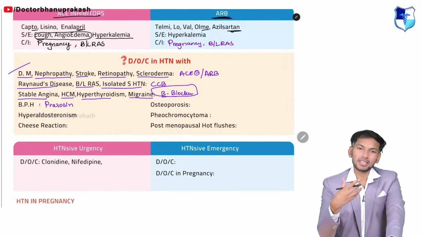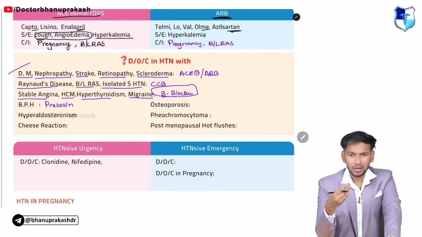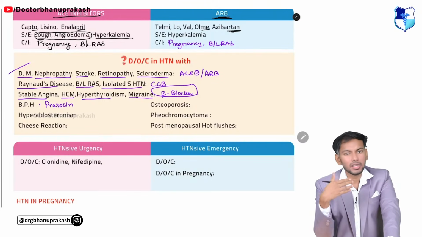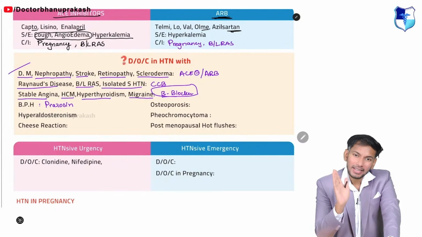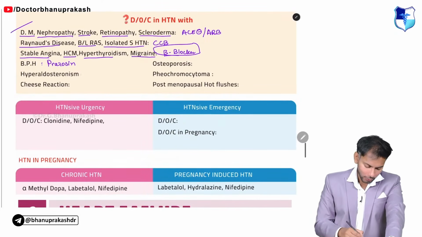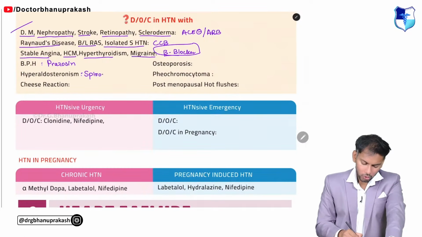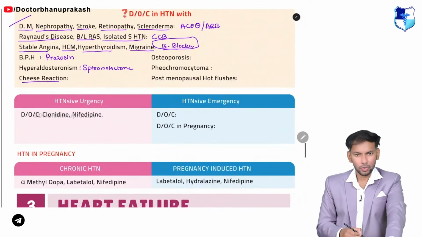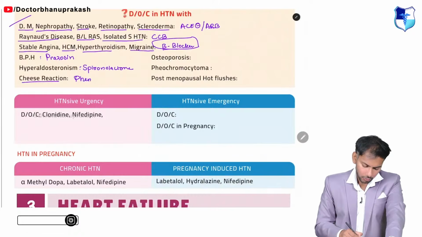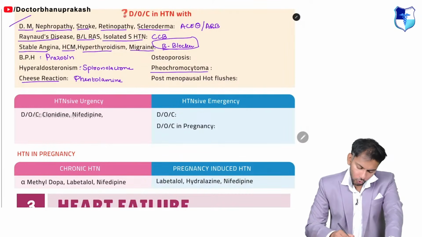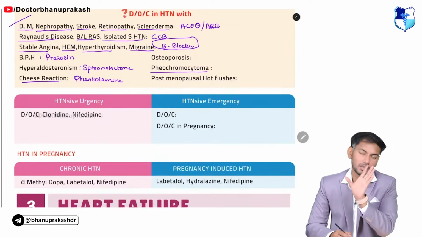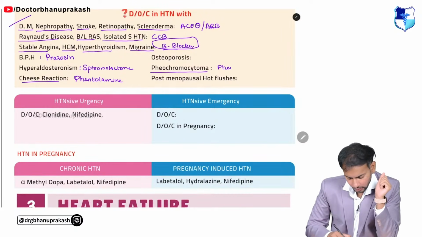Now, hypertension with hyperaldosteronism. Hyperaldosteronism means aldosterone levels are increased. So, you have to give an aldosterone antagonist. So, the answer is going to be spironolactone. Why? Spironolactone is also a diuretic. So, it will decrease the blood pressure, isn't it? Now, cheese reaction, all of you know, told you so many times, this is going to be IV phentolamine. Yes. Now, pheochromocytoma, I told you the drug name is almost similar. It is going to be phenoxybenzamine.